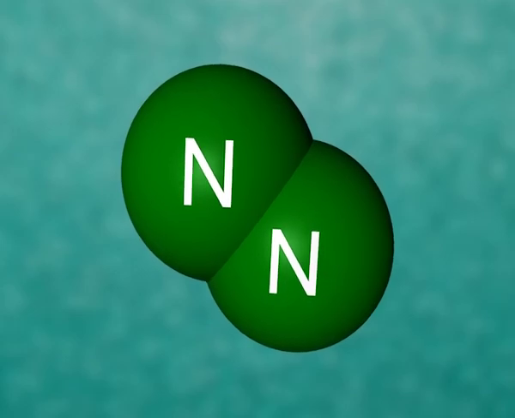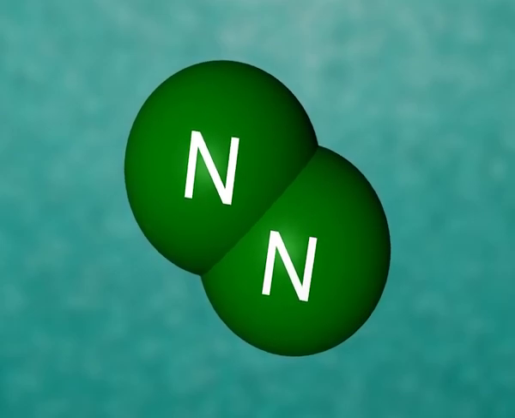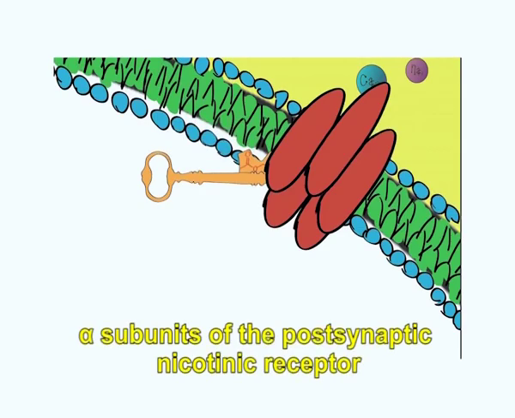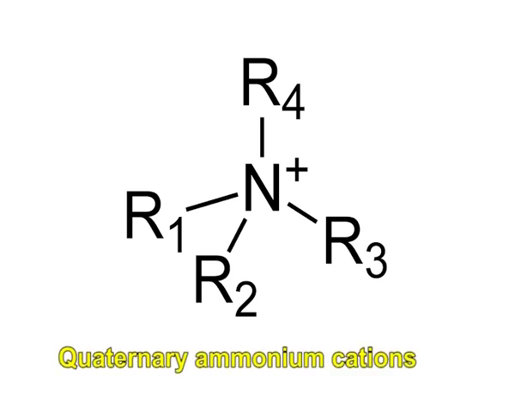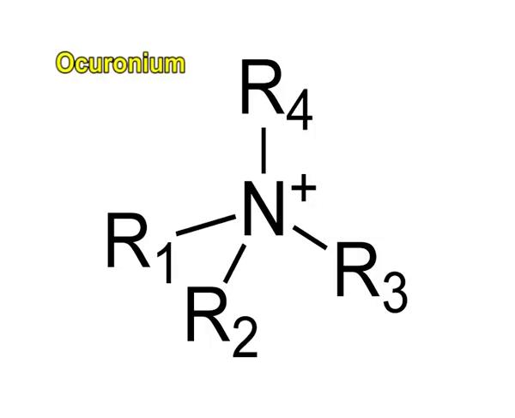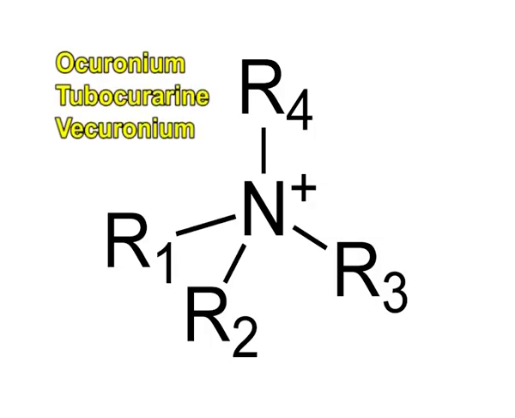As with acetylcholine, the positive nitrogen atoms of NMBDs are attracted to alpha subunits of the postsynaptic nicotinic receptor. Many NMBDs, for example succinylcholine, pancuronium and atracurium, contain 2 quaternary ammonium cations. And the last one is these bisquaternary amines are more potent than monoquaternary amines, for example mivacurium, tubocurarine and vecuronium, which have only one permanent quaternary cation and one tertiary amine.